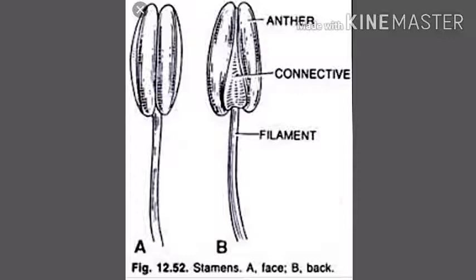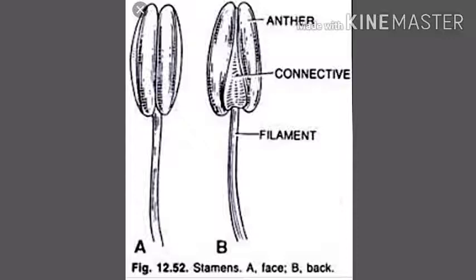Here we are going to see the structure of typical stamens. Typical stamen means it shows the all parts. Typical stamen consists the three parts: filament, connective, anther.